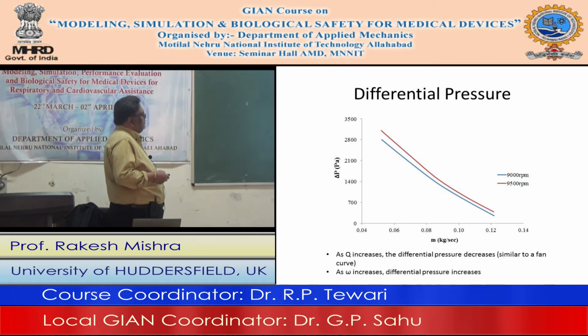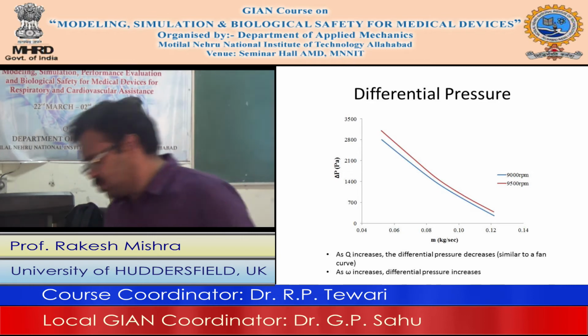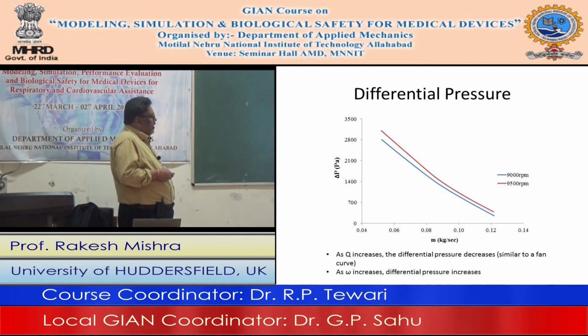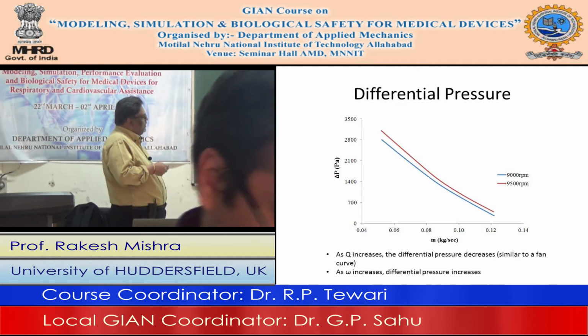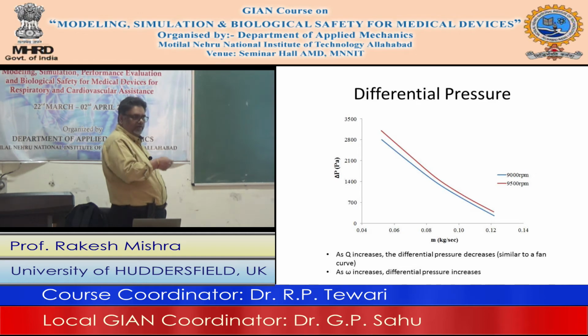Next, the power input. Again, power against mass flow rate, you can see the power curve is like this. There is very small difference between the two speeds, although at higher speed you need higher power, and at lower speed you have lower power. So if you run the pump at higher speed, the power requirement becomes higher.